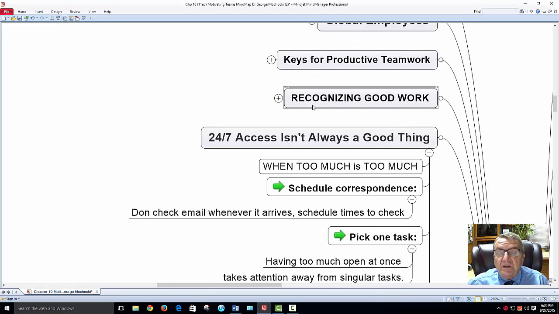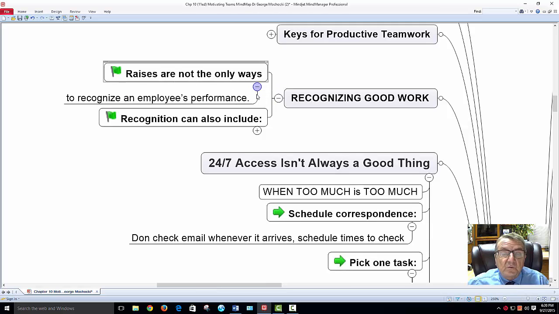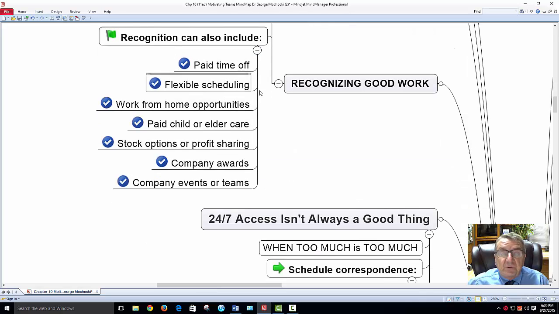Now, the next thing is recognizing good work. Raises are not the only way you can recognize an employee for their performance within the group. Paid time off, flexible scheduling, right? A parking place, work from home opportunities. Remember, you still have to bring them in. You see Google has done that. They all worked outside, then they brought them in because it helps with collaboration, thinking, brainstorming, and the socialization that you learned about in Herzberg and Maslow.